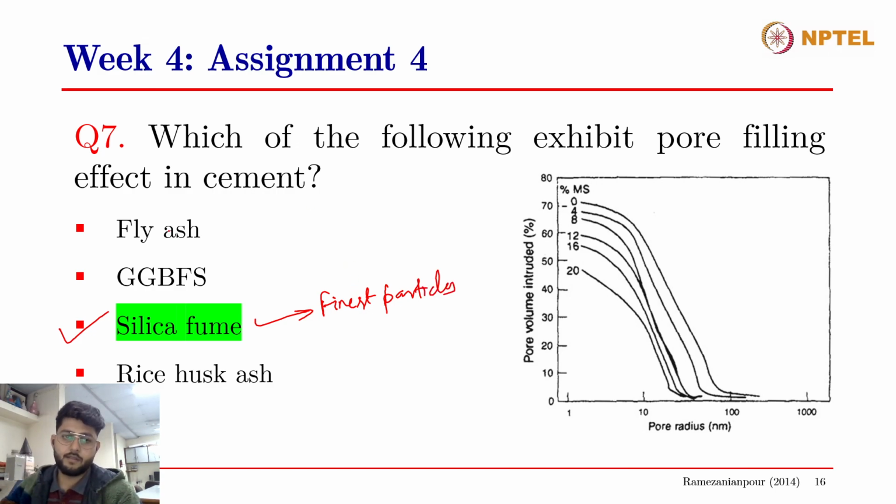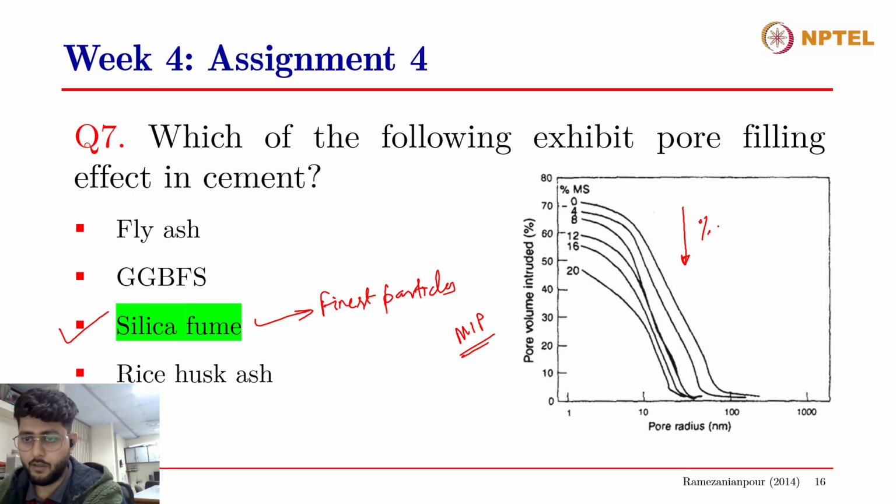All right. Among all the four mentioned over here, silica fume has the finest particles, and I have taken a view graph from one of the research papers, and you can see that this is the pore volume intruded calculated from MIP, mercury intrusion porosimetry, and this is the percentage of silica fume addition, this being 0, 4, 8, 12, 16, and 20.